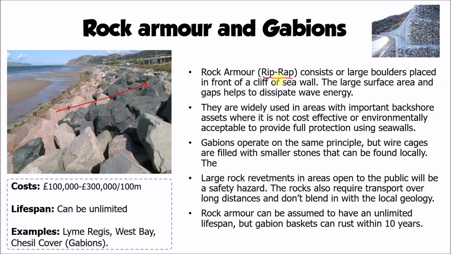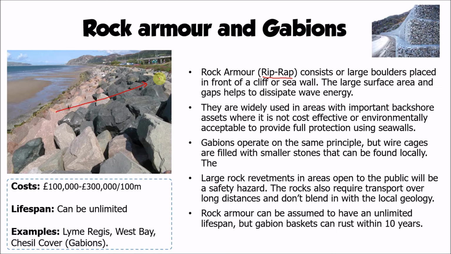The large boulders placed in front of the cliff help to dissipate the wave energy. When the wave crashes onto the boulder, all of the different little gaps between the boulders help to dissipate that wave energy. It gives a large surface area to absorb the impact of the waves. Again, they're very important where perhaps the land behind the rock armour is very valuable, and they're a good alternative to the use of sea walls.